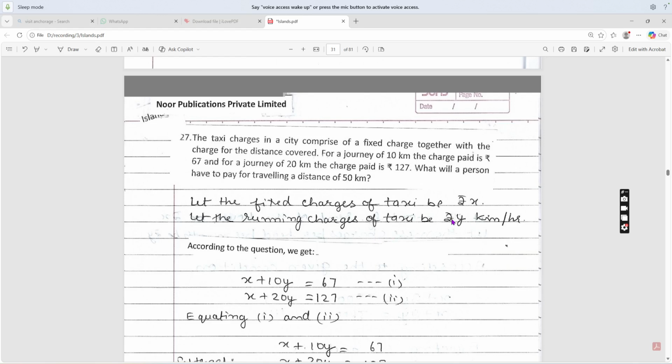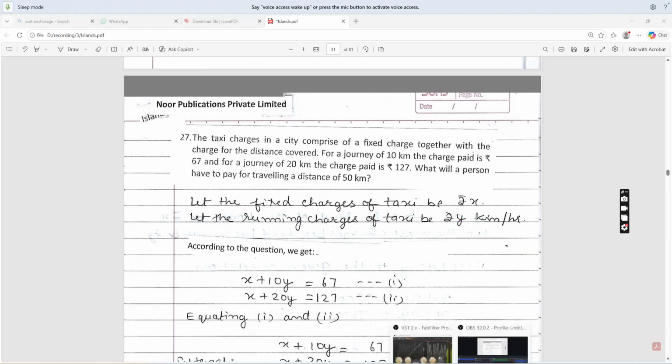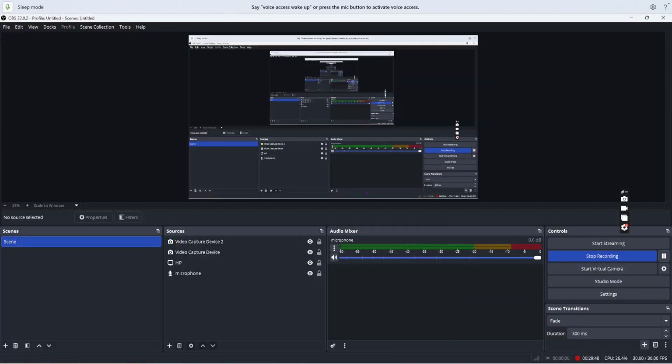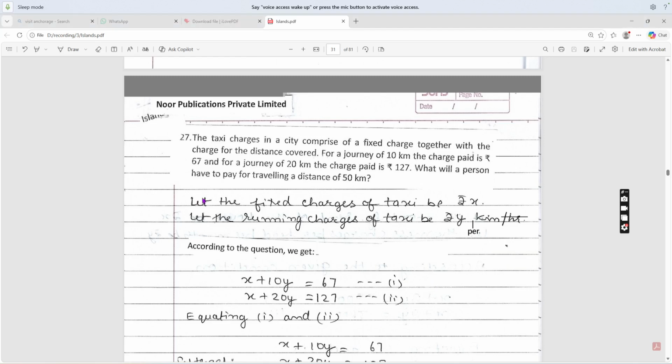So running charges would be rupees per kilometer. We can say it like this. So here we see, let the fixed charges of the taxi be x rupees. Let the running charges of the taxi be rupees y per kilometer. Per hour is written by mistake only. Okay. Now we see what charges we have to pay.